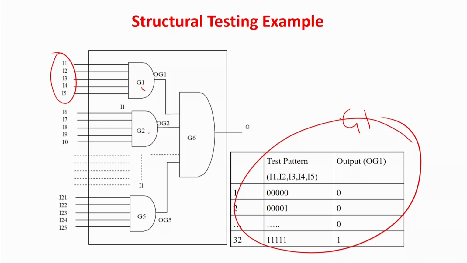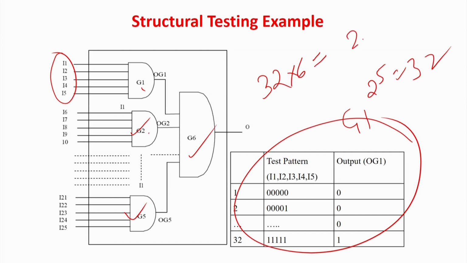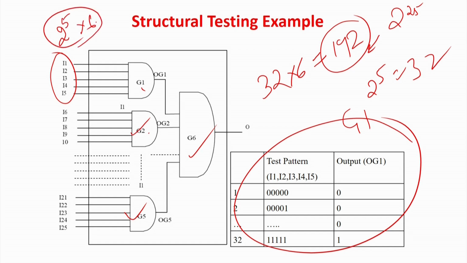So, what is the number of patterns? 2 to the power 5, that is equal to 32. Now, I will test this gate, and this gate, and this gate, and my job is done. I will do it at the individual level. I will test this gate, then this gate, and so forth. So, it will be 32 into 6, which is 192. So, from 2 to the power 25, which is very large, I have come to 2 to the power 5 into 6, that is 192.